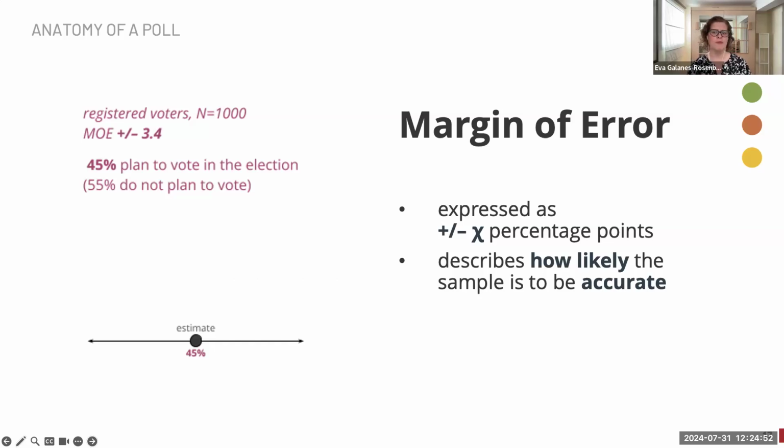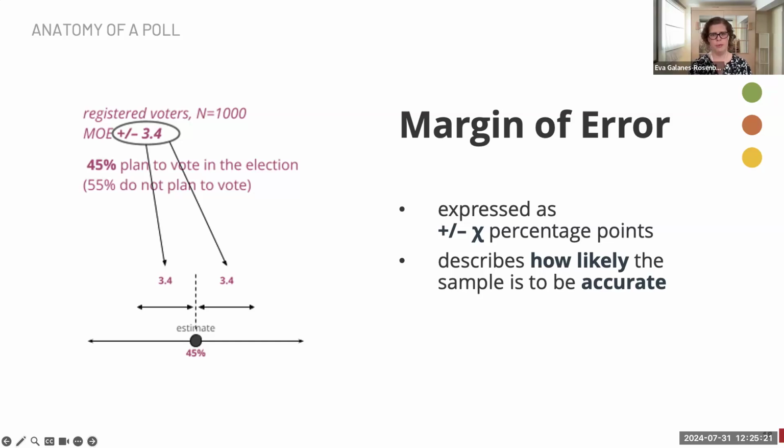Let's say we have a poll of registered voters, and we have a sample of 1,000, which, as you heard Adrian say earlier, is pretty typical. That's probably the most common sample. Now, for a sample of 1,000 people, the margin of error, based on that curve that you just saw, is plus or minus 3.4 points. So in this case, what we're asking in this poll is how many people plan to vote in the election and how many don't.